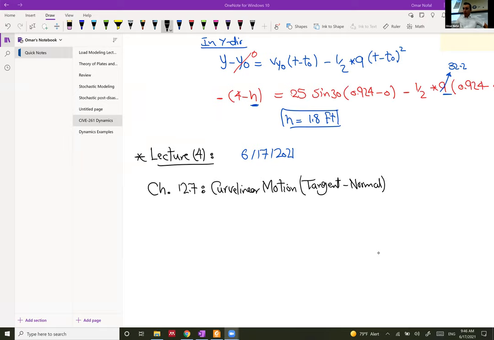Does anybody have any questions about curvilinear motion or rectilinear motion? Any questions, issues?